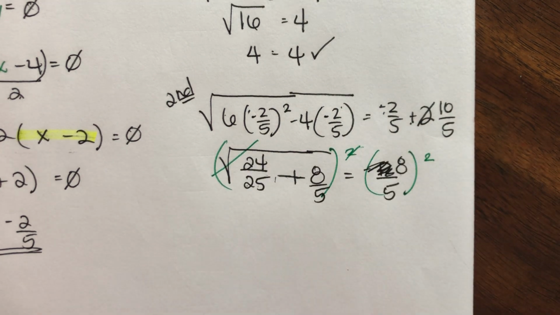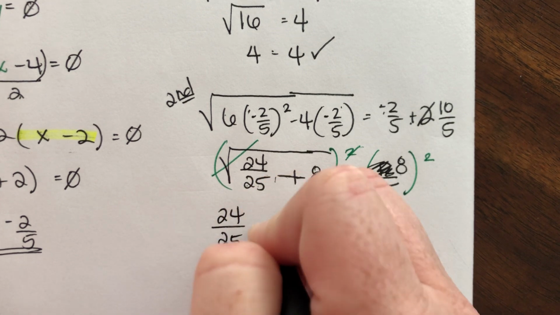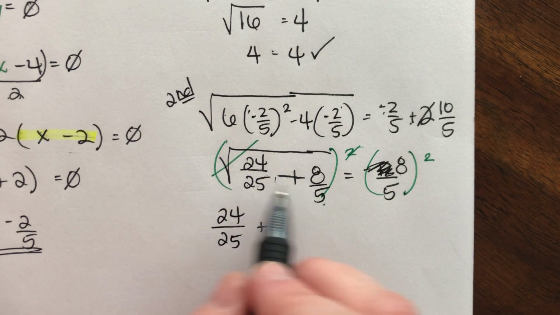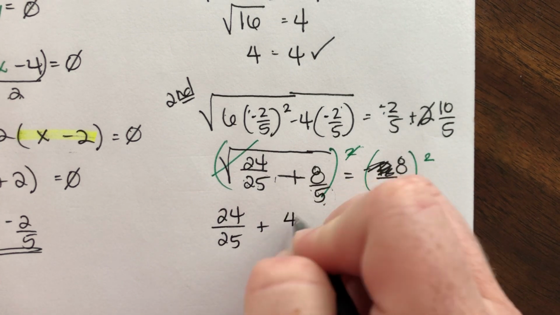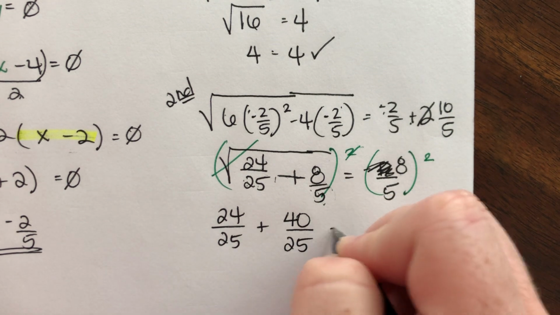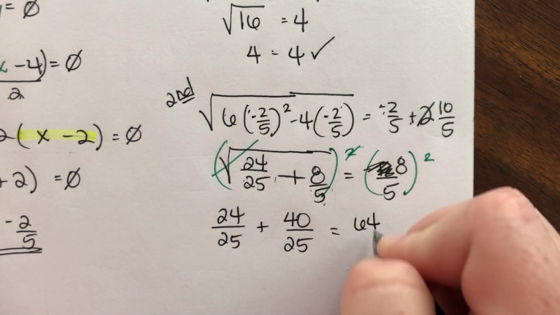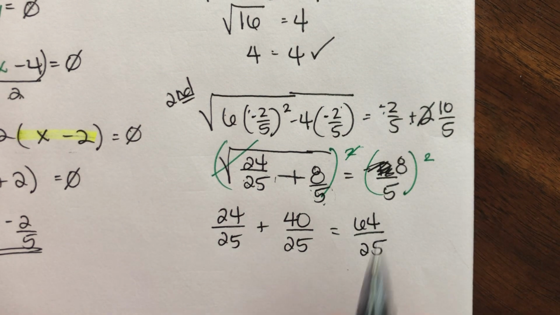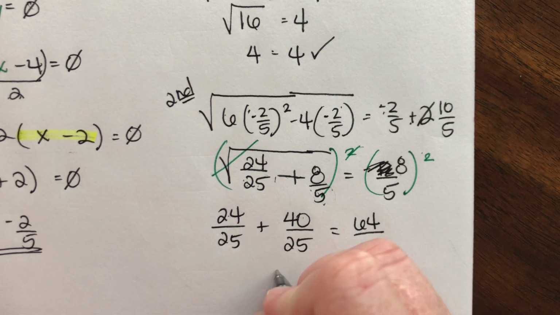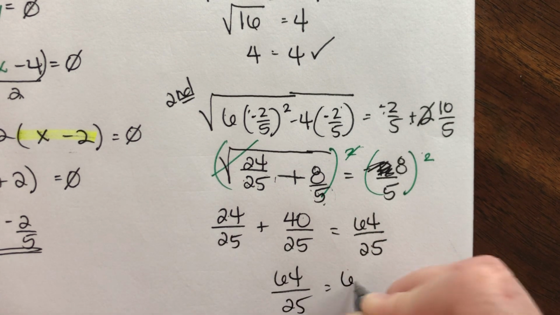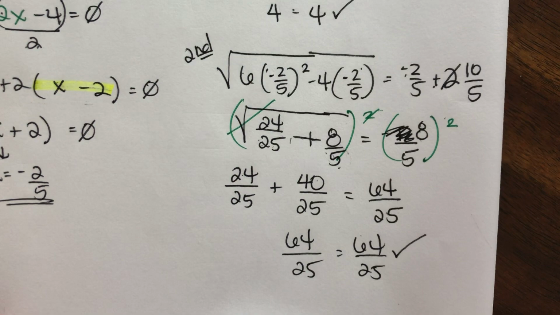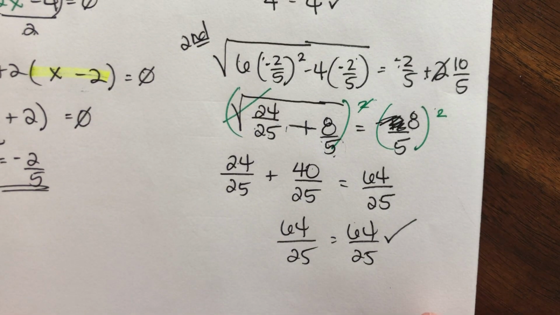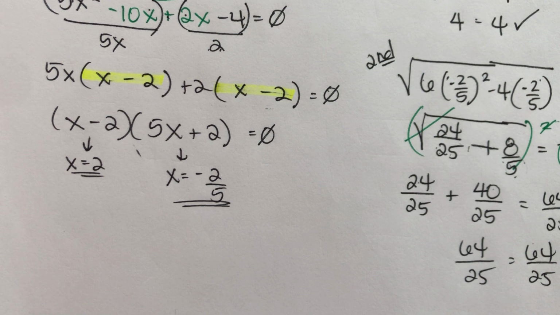This cancels with this. So I'm left with 24 over 25 plus, I can go ahead and make the denominators the same. Multiply this by 5, so I have to multiply the top by 5, and I get 40 over 25. And that should be equal to 64 over 25, because 8 squared is 64, 5 squared is 25. And 24 plus 40 is 64. So that works. Even though it was a lot of work and it was fractions, that answer actually works. So both of these answers work. We have no extraneous solutions. I can highlight both answers. We're done.